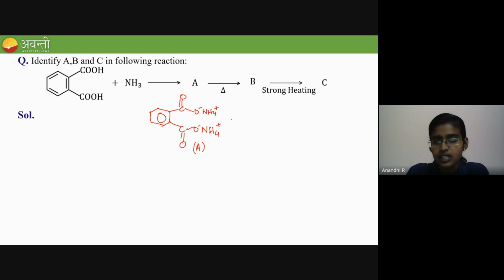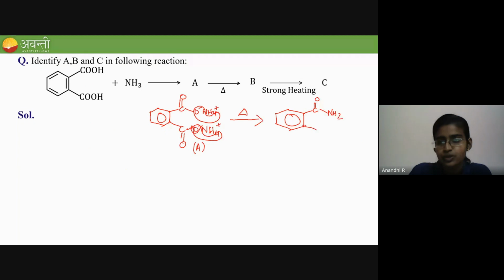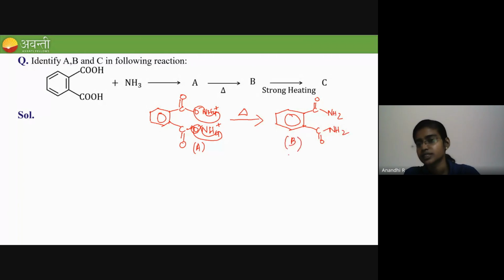Okay. And then this compound on heating, what happens? Water gets eliminated, so H2O from the first part and from the second part. I'll remove it like this. It gets eliminated like this, and compound B looks like this. It is CONH2 and CONH2. Okay. So this is compound B. And compound B on strong heating.